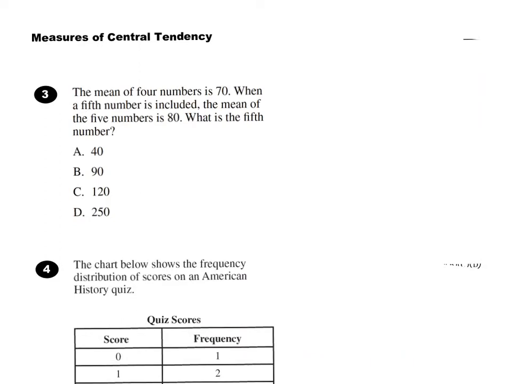Problem 3, the mean of 4 numbers is 70. When a 5th number is included, the mean of the 5 numbers is 80. What is the 5th number? Well, here we're going to use a formula. In order to find the mean, in order to find the average, what you do is you take the sum of the numbers and you divide by the number of numbers. That's the formula. So if you have 5 numbers, you would add them up and divide by 5.